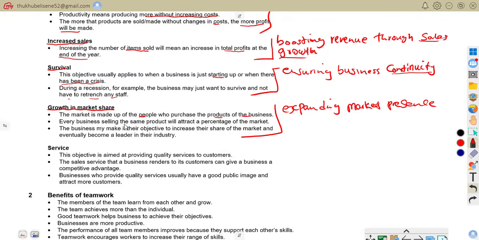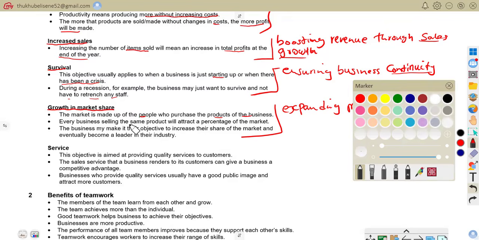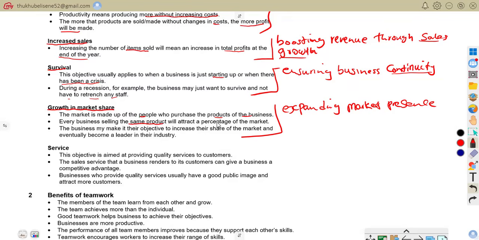Every business selling the same product will attract a percentage of the market. So every business selling what? The same product will attract a percentage of what? Of the market. The business may make it their objective to increase their market share and eventually become the leader in the industry.